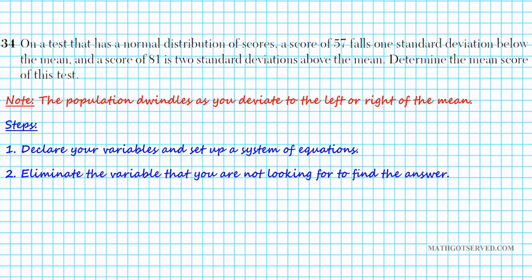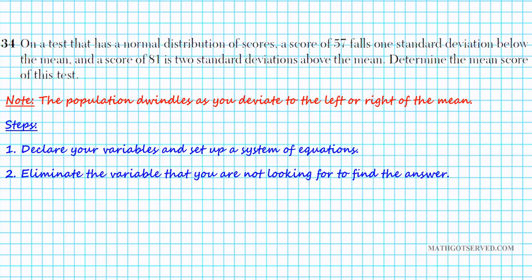Now, one thing you want to note about normal distributions is that the population normally dwindles as you deviate to the left or right of the mean. If you take a look at your normal curve on the reference sheet, you see that behavior manifesting itself. Okay, so that's just something to keep in mind.